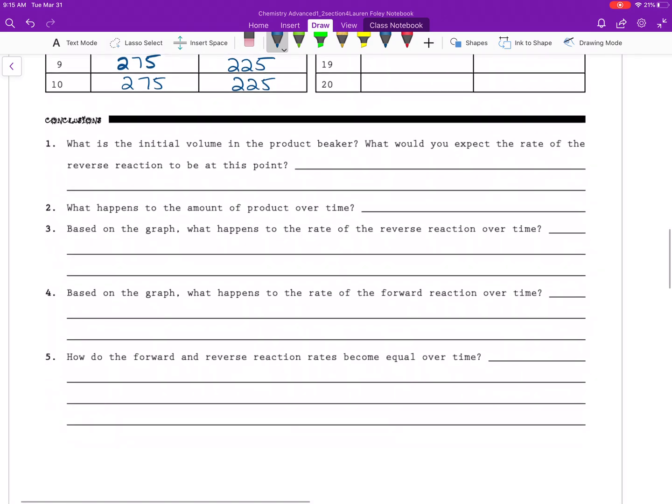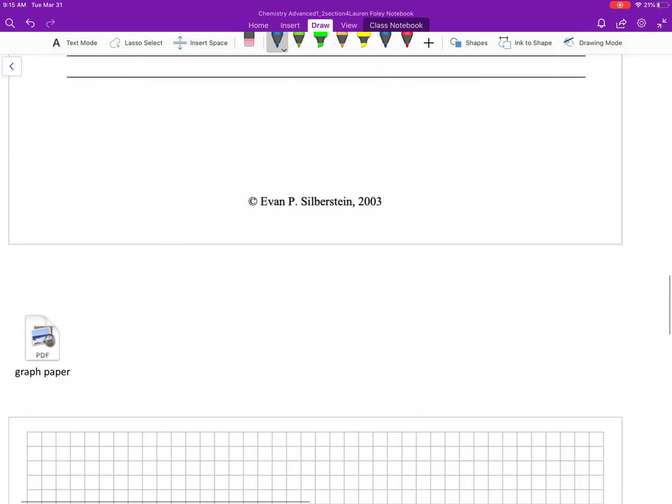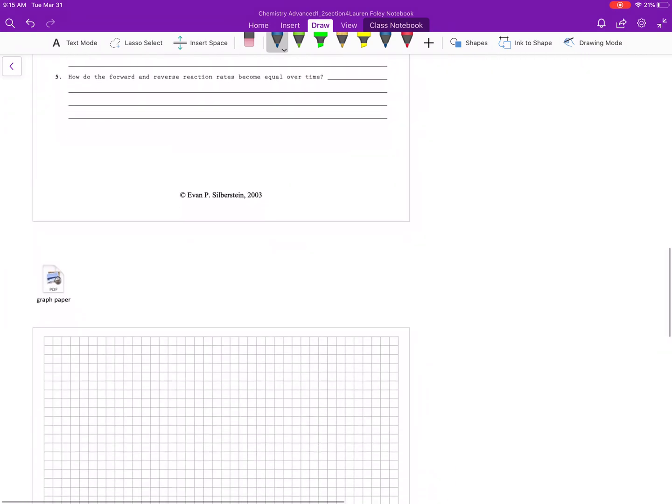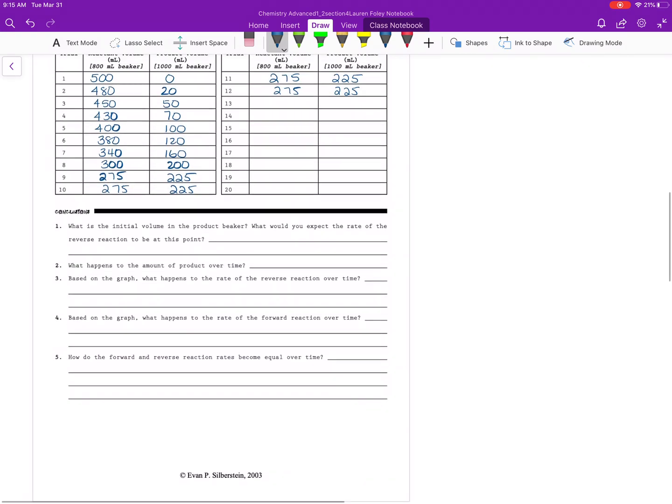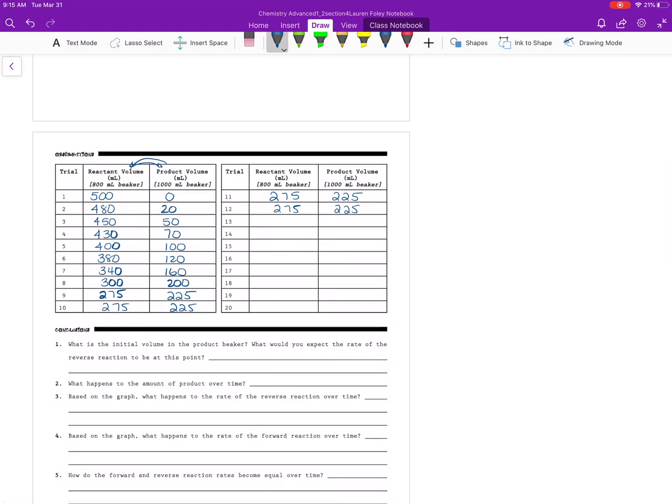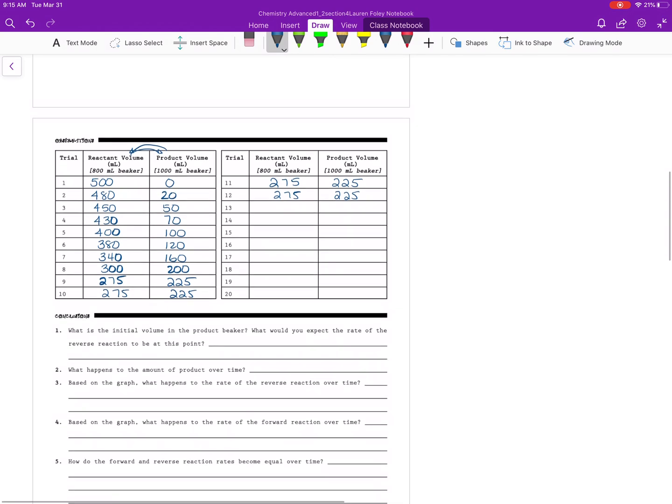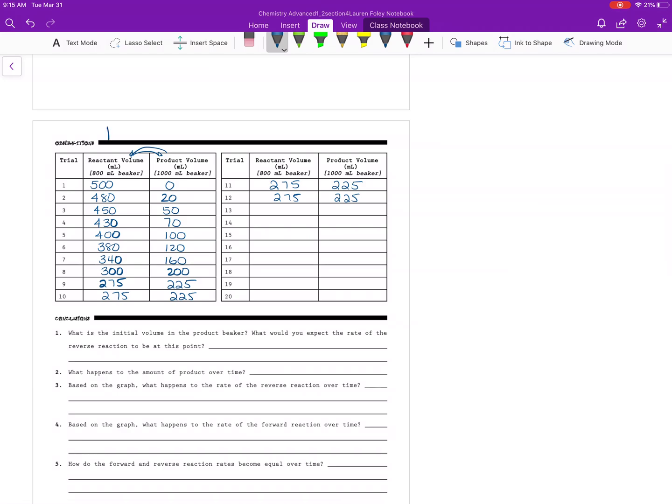So what I want you to do here, underneath the lab worksheet, I attached a piece of graph paper. So I want you to graph this data. You're going to make two lines. One line is going to be for the reactant volume changes versus the trial number. And the second line is going to be for the product. So you would have to do 12 trials. You don't obviously have to fill up to 20. It would stay the same.